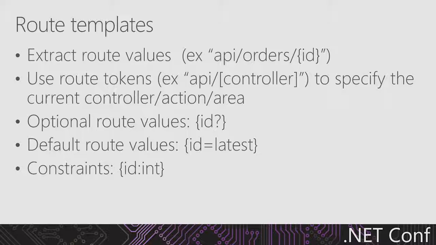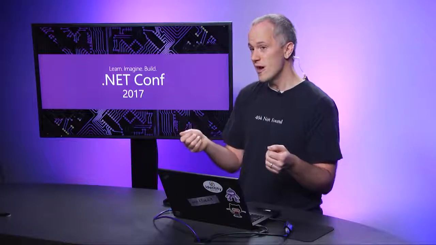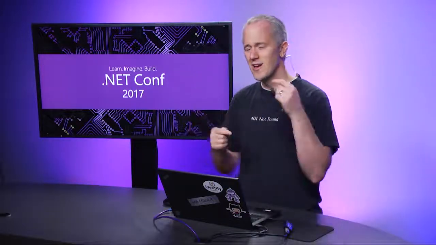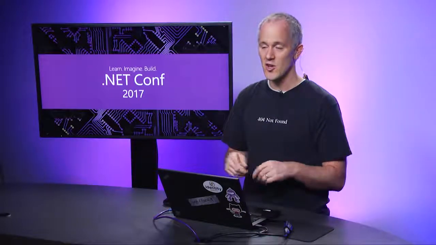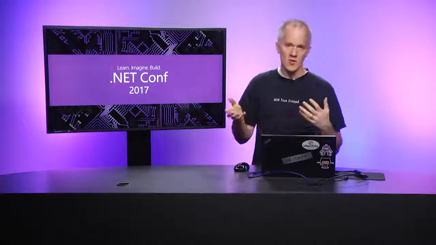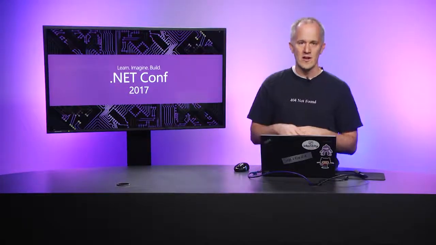Now, route tokens give you a way to have parts of your route template that you actually want to be based off of your controller, action, or area names. So for example, in my values controller, I generally want my routes to start with API/values. But if I refactor my values controller type name to something else, I don't want to have to go through and fix up all my routes necessarily. So using square brackets, you can specify a route token that will get replaced with the corresponding controller, action, or area name.